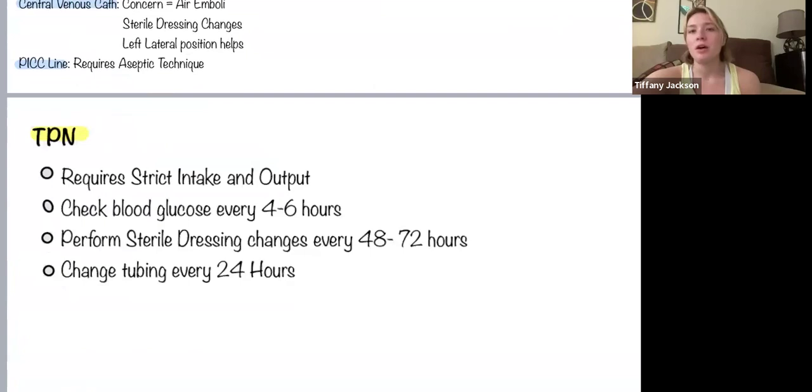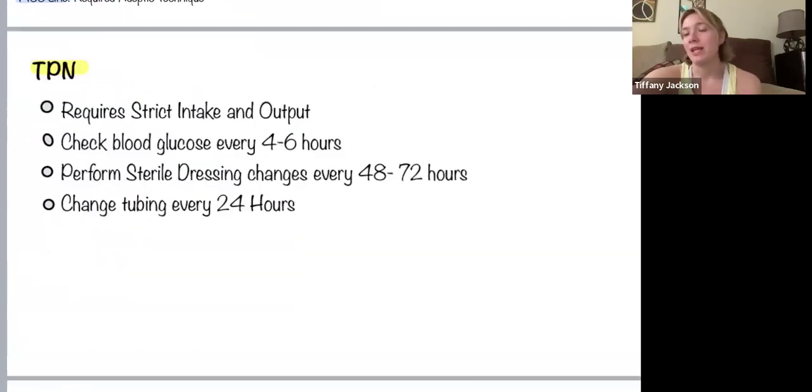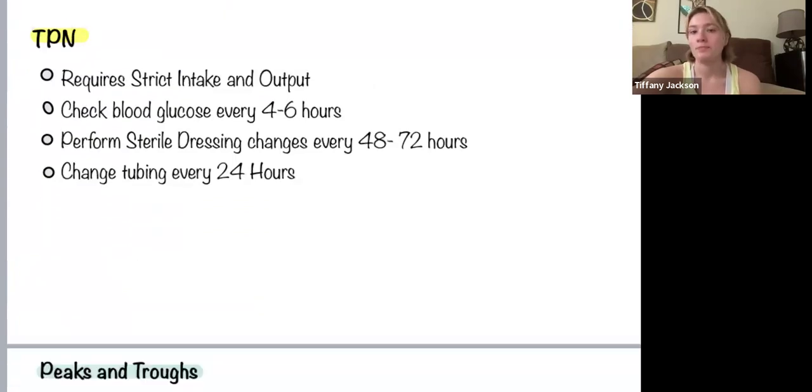If your patient is on TPN, this requires strict intake and output, also requires you to check blood sugar every 4 to 6 hours. We perform sterile dressing changes every 2 to 3 days. And when your patient is receiving TPN, we change the tubing every 24 hours. You do a whole tubing change.